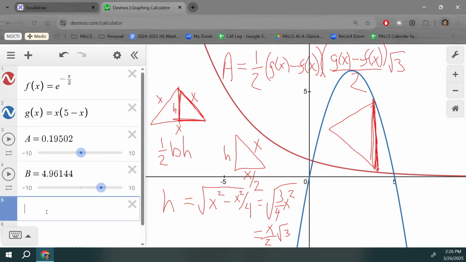So we'll have integral from a to b of 1/2. Now I'm going to do g of x minus f of x quantity squared, because we have g of x minus f of x times itself here. Also, the 1/2 is going to multiply another 1/2, which gives us 1/4, and we're going to have a square root 3 there. Get our dx.